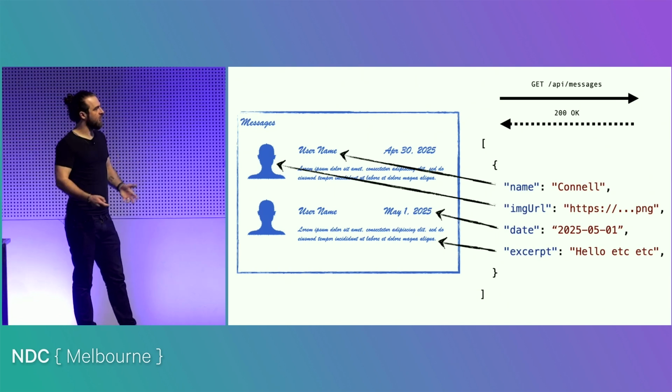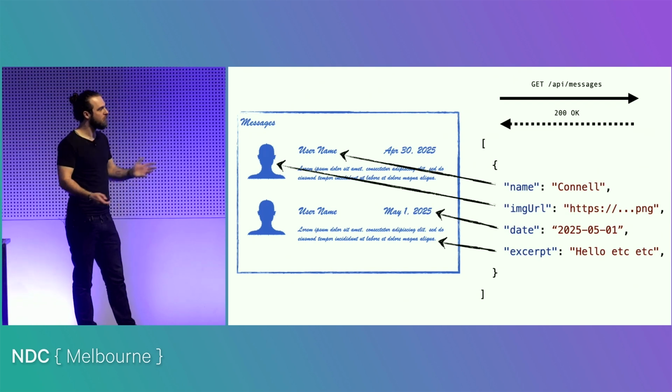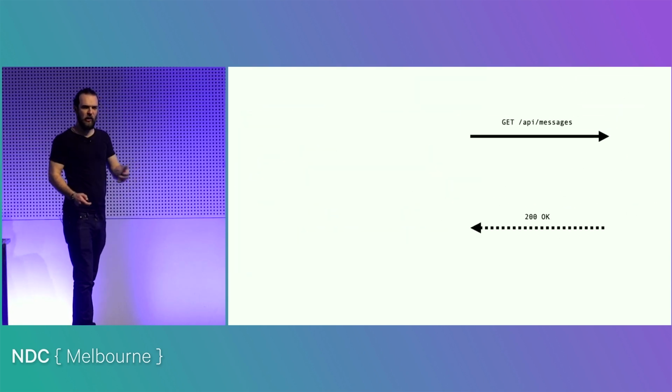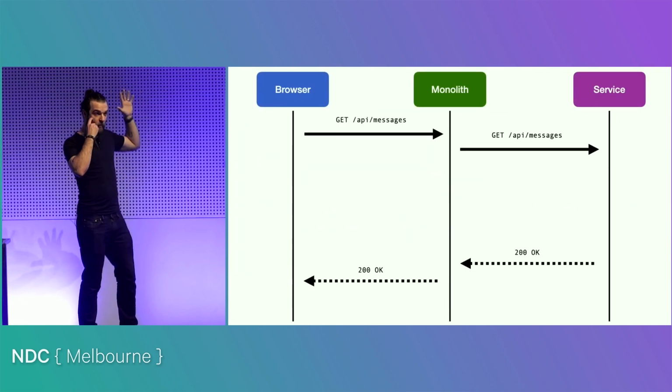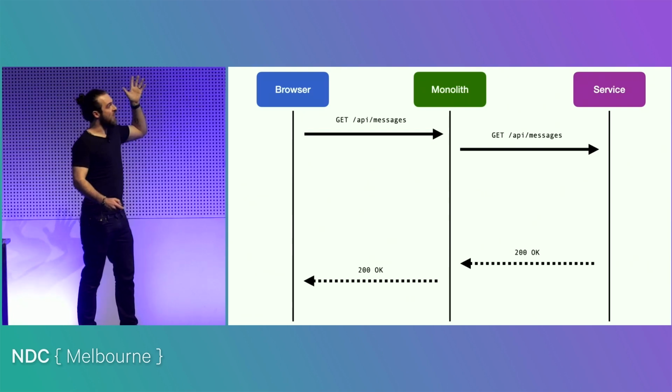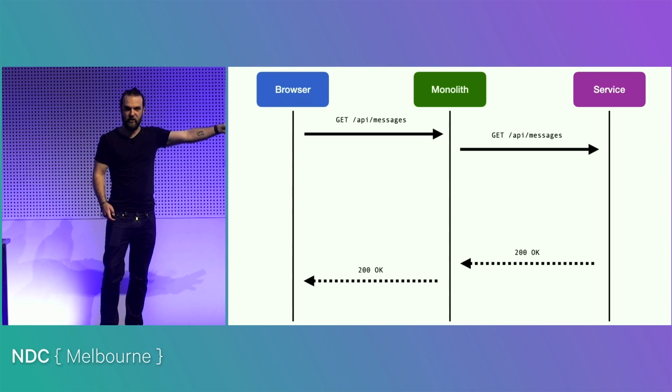So the instinct is to say, well, I'll just go and grab it from the monolith. Maybe I'll make an API call. Maybe I'll grab it straight from the database. But let's just have a look at what that looks like. Remember, we have this proxy. So the browser is going to the monolith, get me the message JSON. And the proxy in the monolith is going to the service, get me the message JSON.